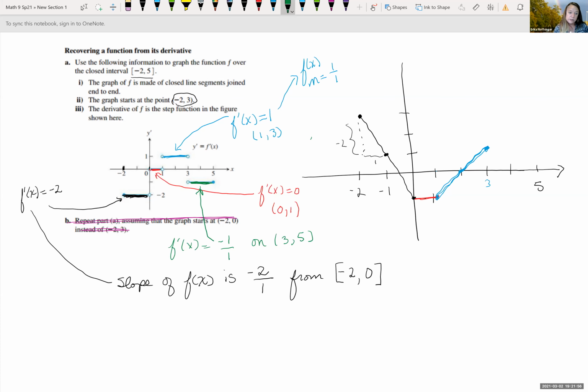And so for my original function, starting at the point we left off on, we're going to fall 1 and run over 1 to the right to get a new point. So I can see that my function f of x looks like this for that piece. And so given the following information, we were able to graph f of x.